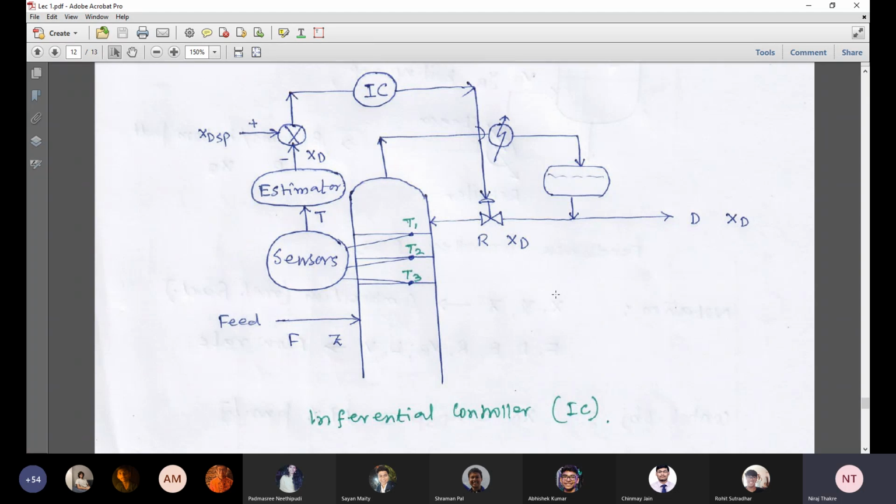So here, what difference are you observing? Any difference with the previous two configurations? So the control variable is not directly measured. Capital T is temperature, okay? Capital T denotes the tray temperature. XD is dependent, measured by T1, T2, and T3 using the estimator. Any reason behind this? Probably because measuring XD will be difficult compared to T1, T2, T3.